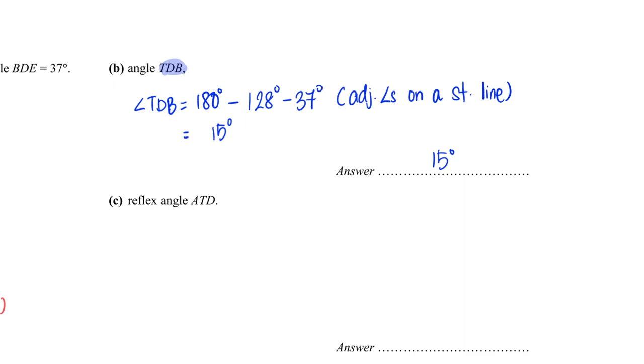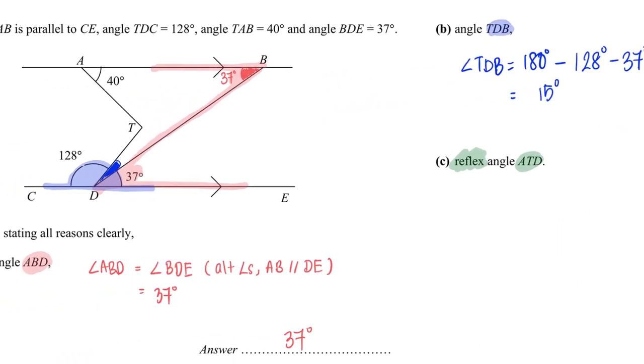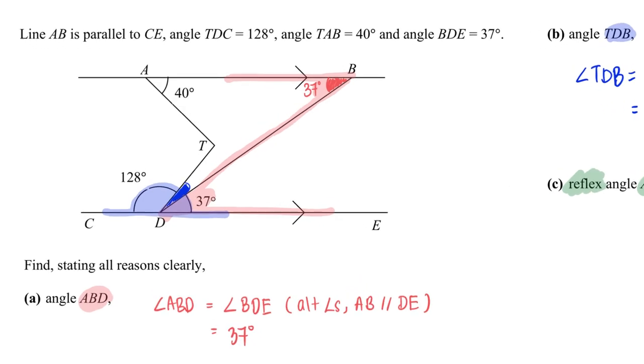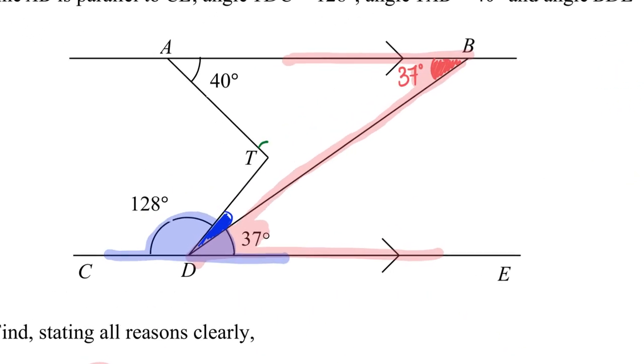Last angle that we need to find will be reflex angle ATD. So reflex angle ATD would be this angle. That's the reflex angle. So for this particular question, I would then draw a parallel line that is parallel to both AB and CE.